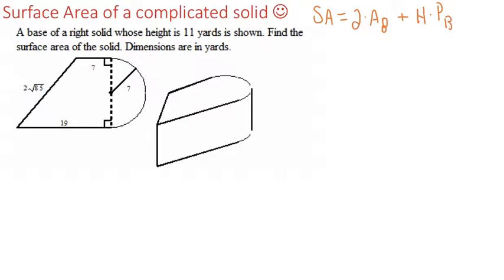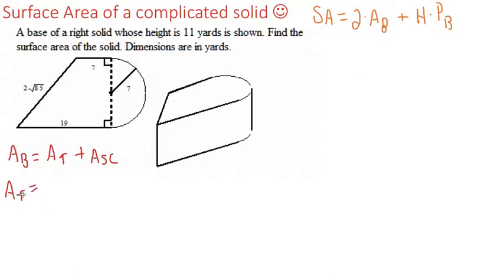So first I'd like to focus on the area of the base. The base is a compound shape. It's made out of a trapezoid and a semicircle. So let's find the area of the base. The area of the base is actually equal to the area of the trapezoid, so I'll say AT plus ASC, where SC is the semicircle. So I'll start with AT. I'm going to do some side calculations here before I actually plug it into the formula.